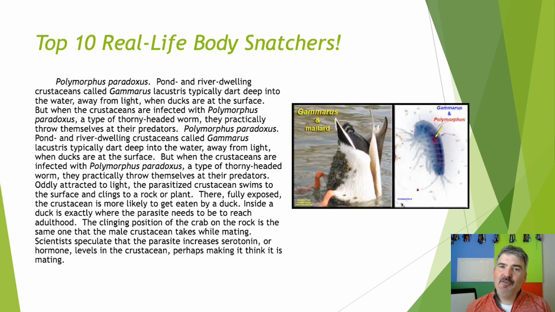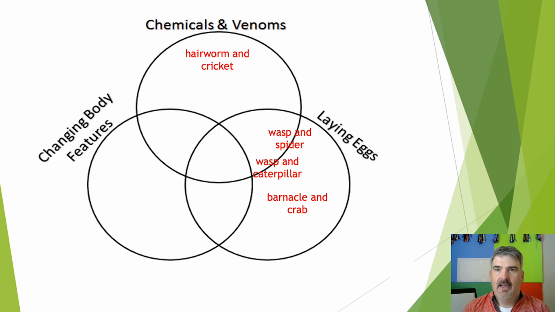Great. I hope you've enjoyed learning about another interesting parasitic relationship today. Let's take a look at what we've learned and add to that Venn diagram. All right, so now let's think about that section that we just read, the thorny-headed worm and the crustacean. Take a moment to look at your notes and think about that information and think about where you would place it on our diagram.